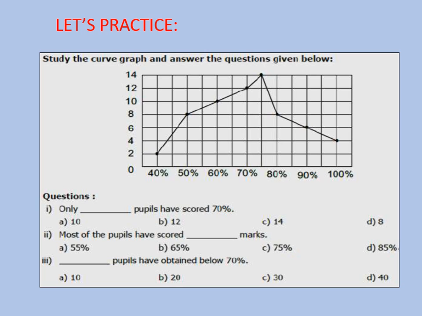Most of the people have scored dash marks. Most of the people have scored 75 marks. So answer C. Then third one, dash people have obtained below 70%. Below 70%, how many people? You just count it. 2, 8, 10, yes, 18, 20. 20 people.